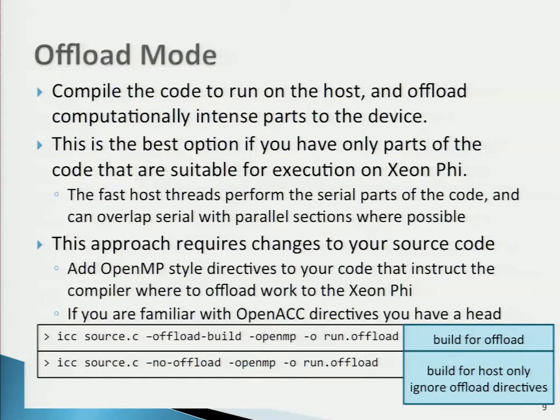And I'm sorry if I keep on mixing up the terms KNC, MIC, and Xeon Phi, because we've been calling it KNC for months now, and then they went and changed the name on us recently, so we're still adjusting. To build for offload, you add the directives to your code, and then you just pass this flag to the compiler. And then if you want to run the same code just on the host, you just change the flag to no offload.